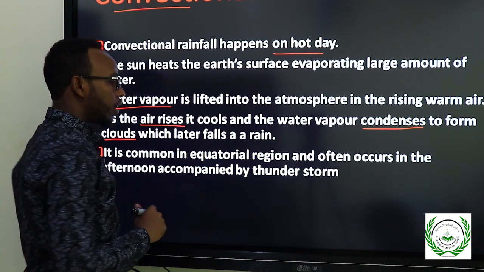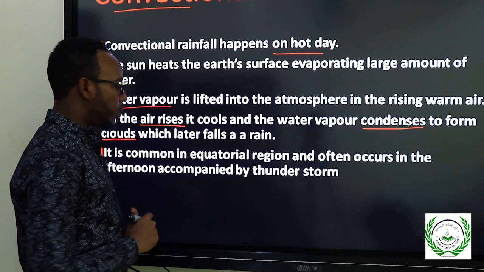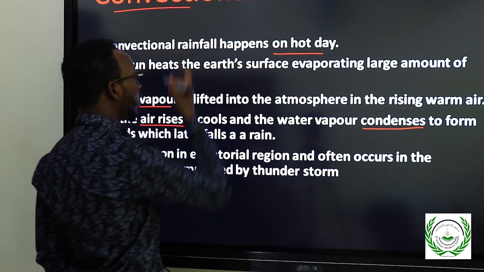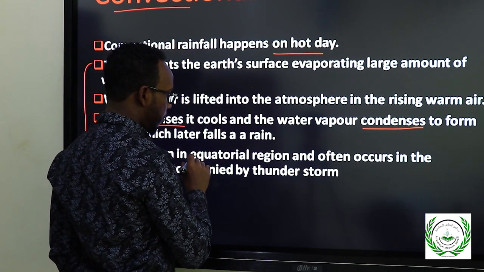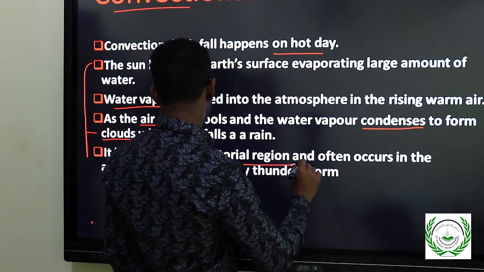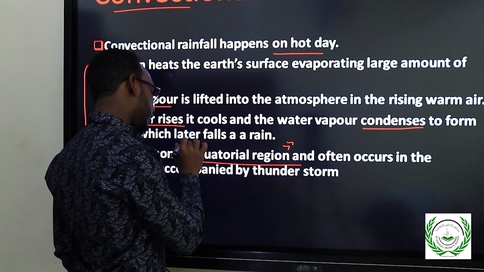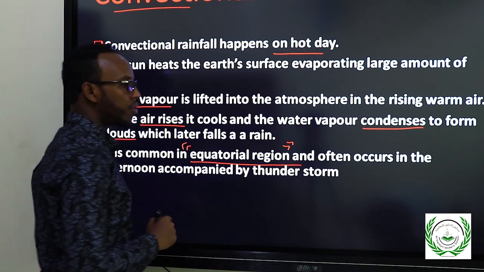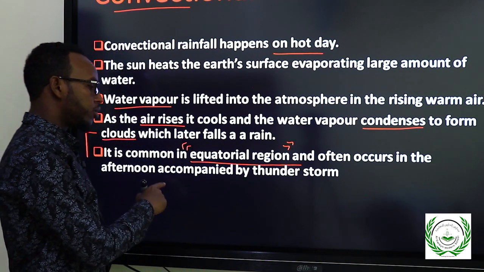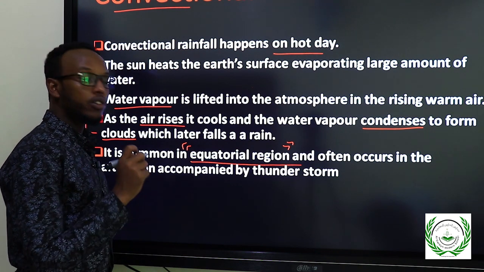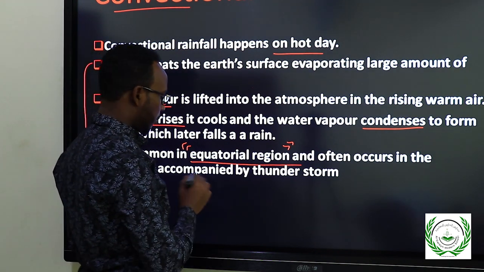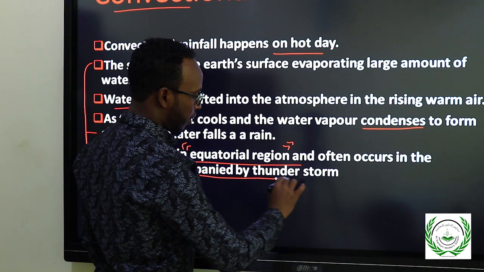It is common in equatorial regions. Convectional rainfall occurs or happens mostly in equatorial regions. And it often occurs in the afternoon, accompanied by thunderstorms.